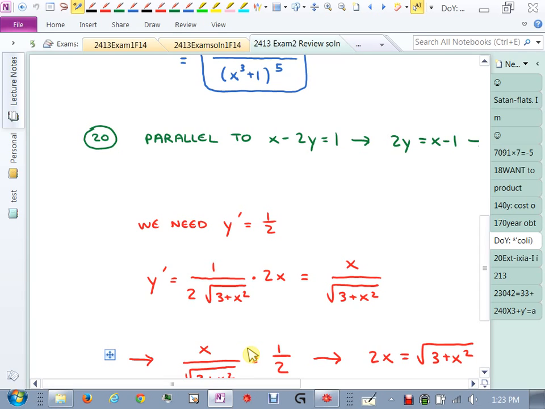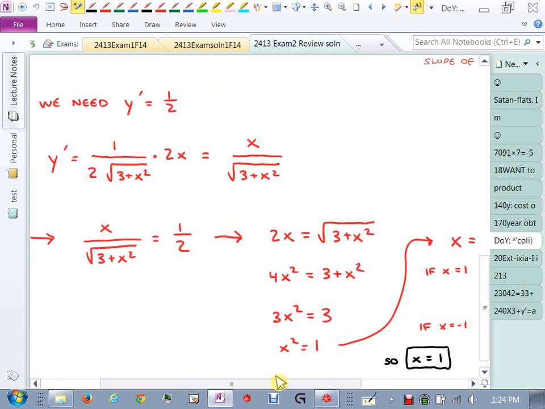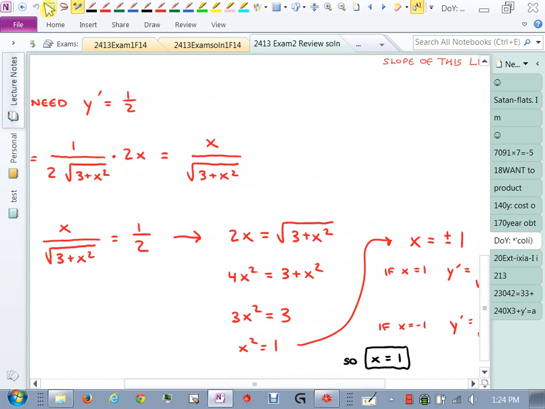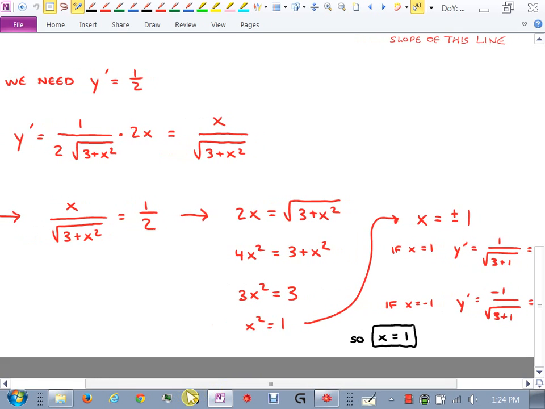So I have to first find the derivative. The derivative was a chain rule. The derivative of the square root of something is 1 over 2 times the root of what's there, times the derivative of what's inside, which is 2x. Then you cancel the 2's, and there's your derivative. So the question now is, when is that derivative equal to 1/2? So I set it equal to 1/2. Any questions up to this point?